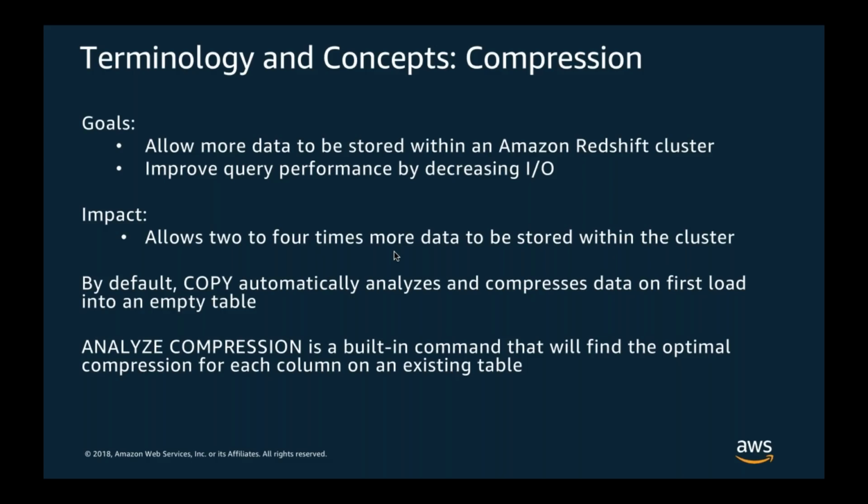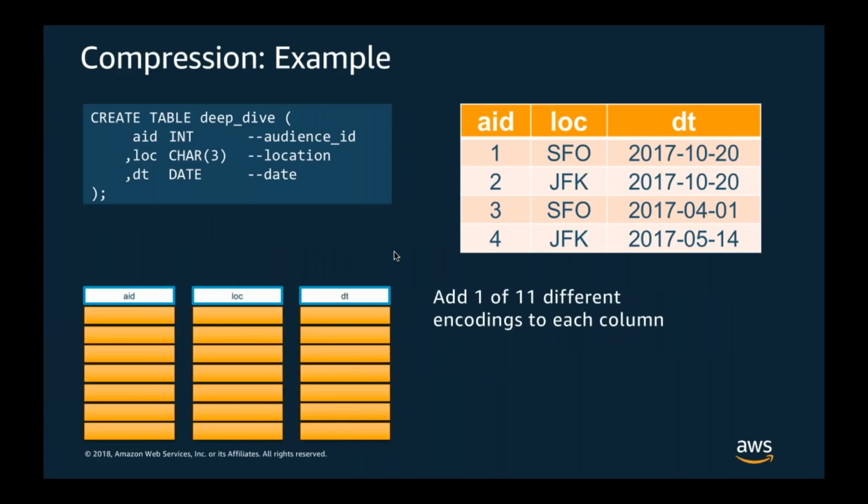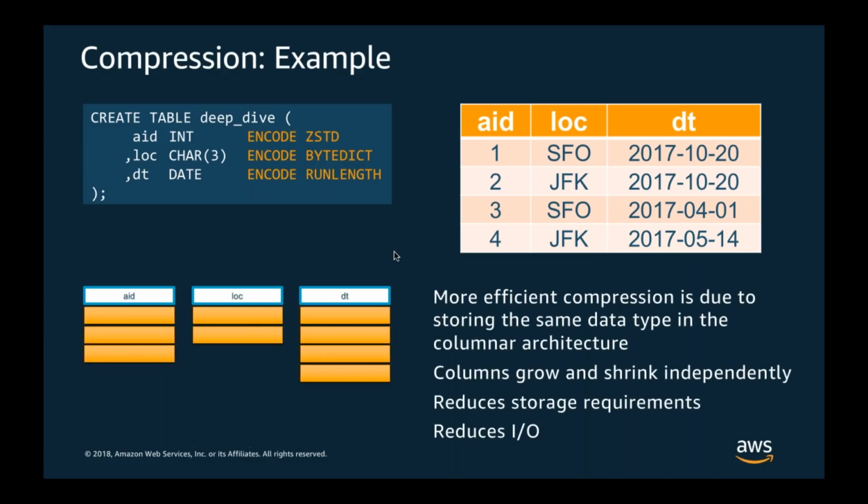So going back to the same deep dive table, we support about 11 different compression encodings, while the copy command allows you to automatically pick the right compression encodings. As a customer, if you know a particular column benefits from a particular compression encoding, you have the option to define a compression encoding for that column. So in this example, you can say the ID column needs to use Z standard, the date column needs to use run length, and so on and so forth.